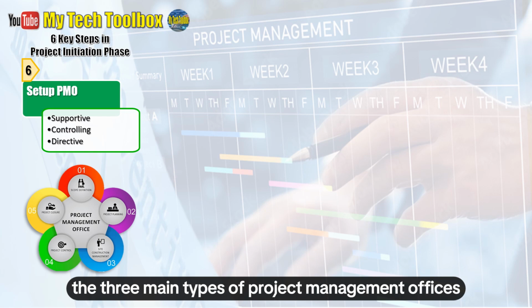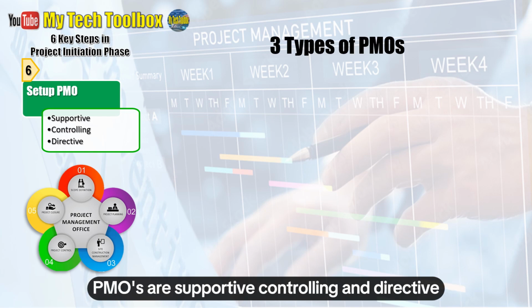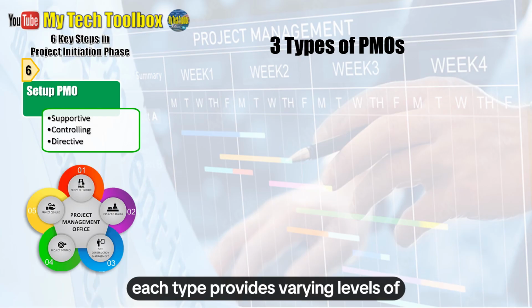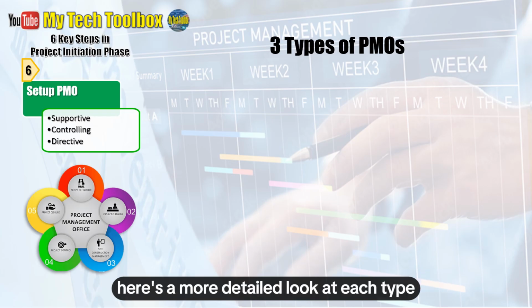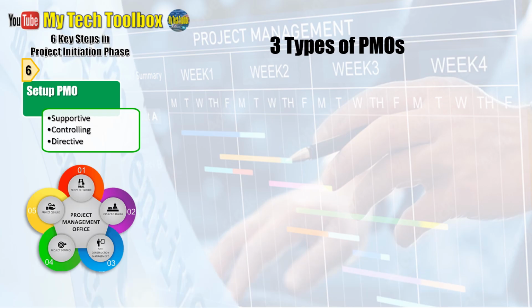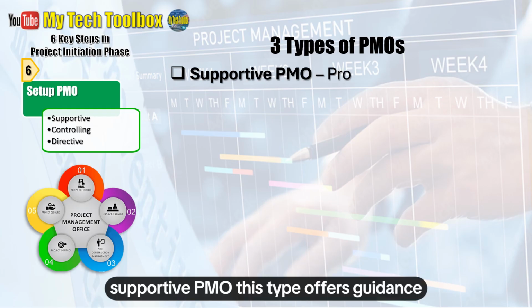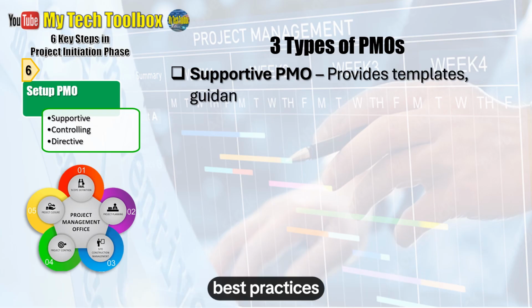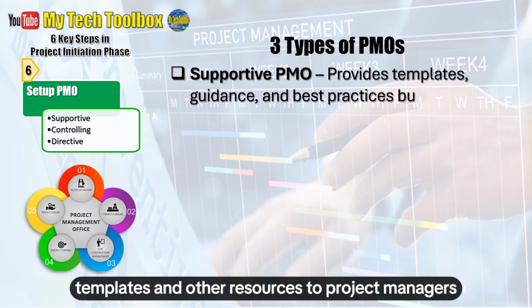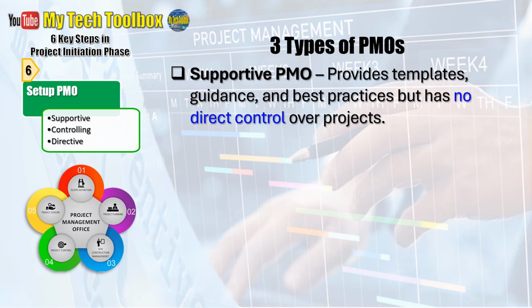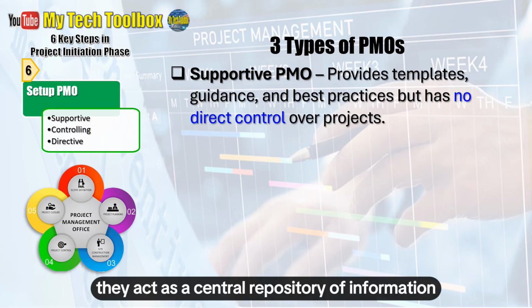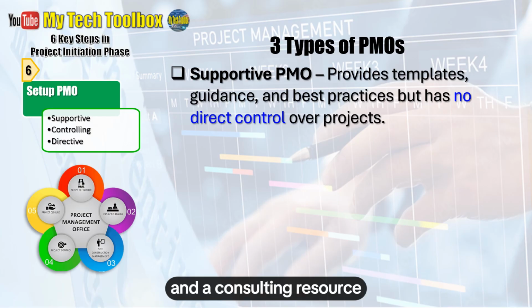The three main types of project management offices, PMOs, are supportive, controlling, and directive. Each type provides varying levels of control and involvement in project management. Here's a more detailed look at each type. Supportive PMO. This type offers guidance, best practices, templates, and other resources to project managers but does not directly manage or control projects. They act as a central repository of information and a consulting resource.